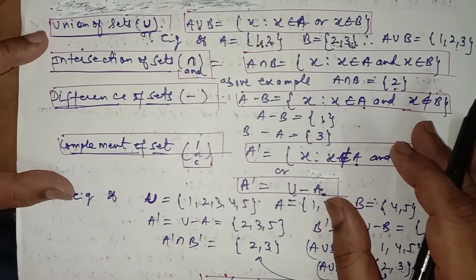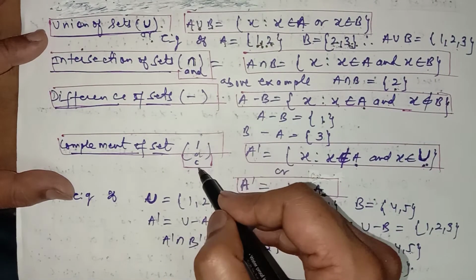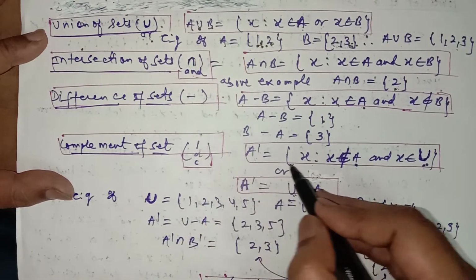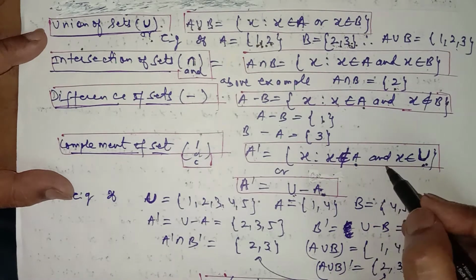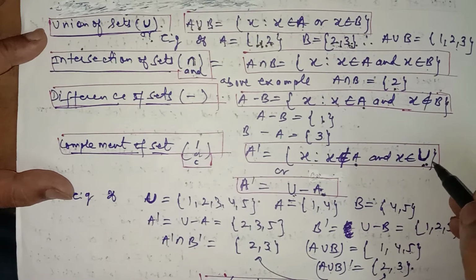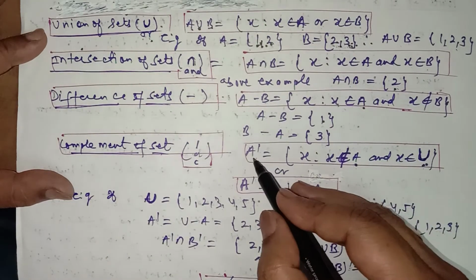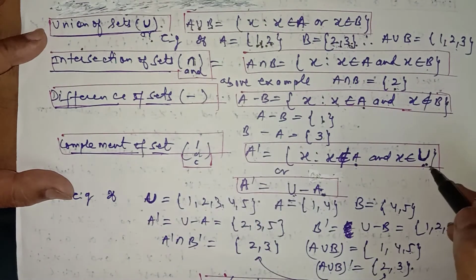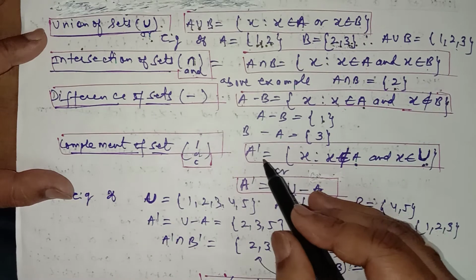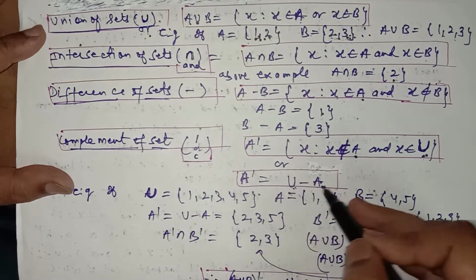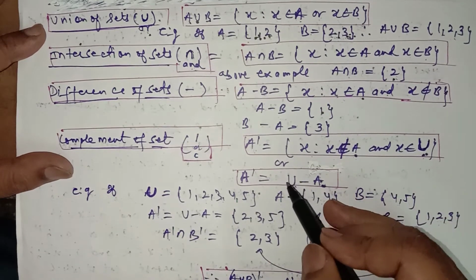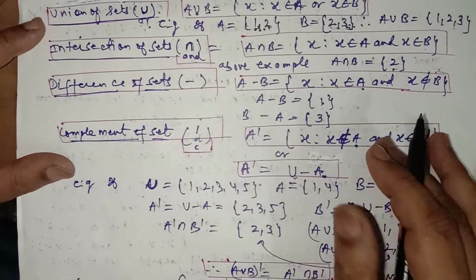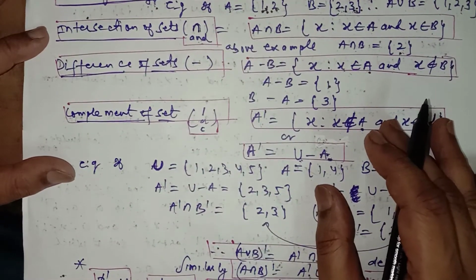Now the complement of a set is denoted by the dash sign or small c. Now A complement means those elements x such that x does not belong to A but belongs to the universal set. Those elements which do not belong to A but belong to the universal set, or those elements in universal minus A. A complement is universal minus A. For example, if you have to find the complement of a set, the universal set must be defined.